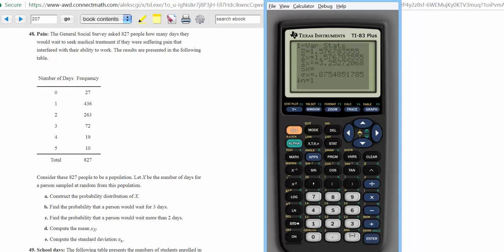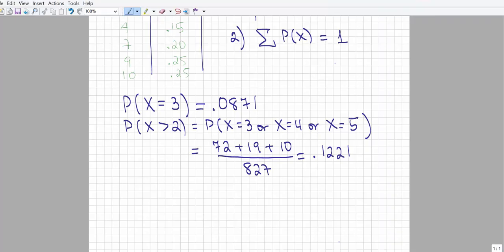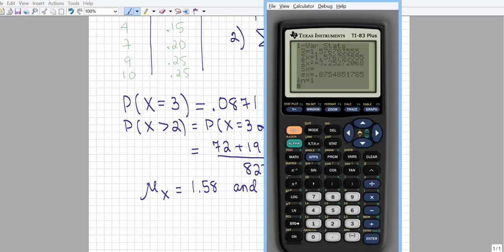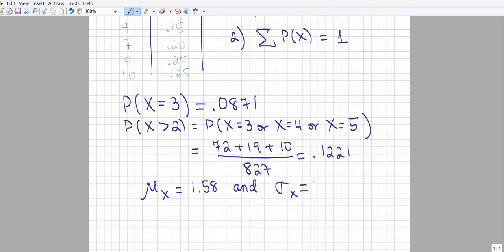So x bar is 1.58, right? Well, okay, let me see the notation. It'll be here, mu of x is 1.58, and the standard deviation, let's take a look at it, 0.875, let's call it that. Okay, that's it. That answers your questions.